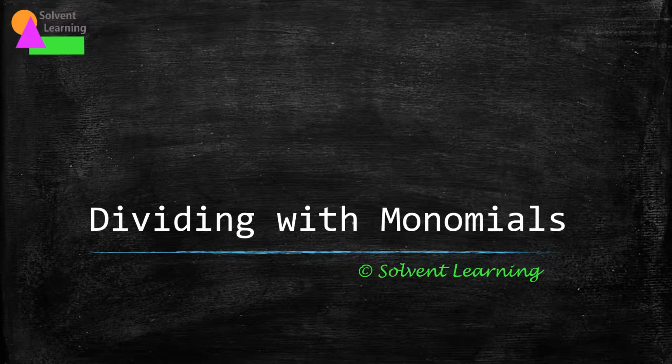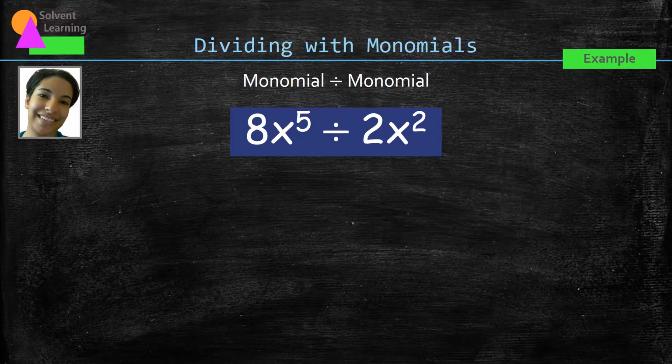Dividing with monomials. In this lesson, we're going to see how we can divide different types of polynomials by monomials. In this first example here, we have a monomial divided by another monomial. So we have the 8x to the fifth power divided by 2x squared.